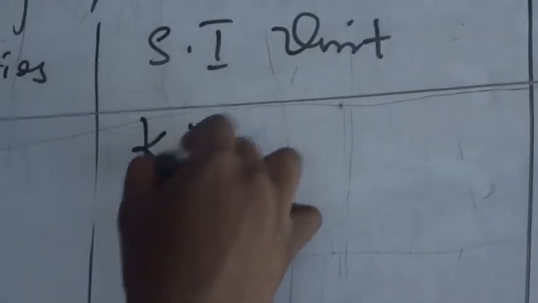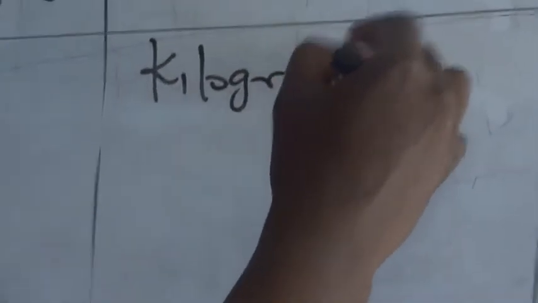These are examples of fundamental quantities, and we're going to be looking at their SI unit one after the other. We have the SI unit for mass as kilogram. This is a standard unit accepted everywhere. And we have the SI unit for length to be what?